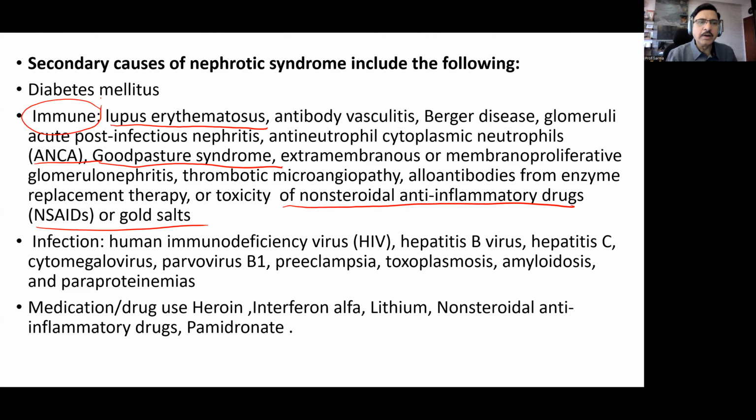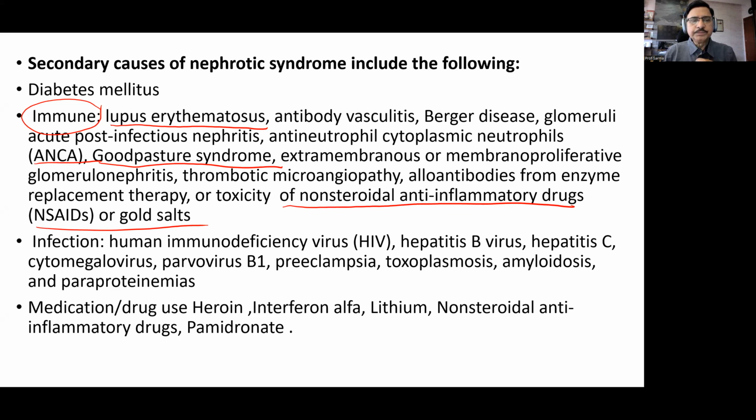How does it differ from the other one? There will be immune complex deposition on the basement membrane. How do I see that clinically? C4 and C3 complements will be reduced. Complement reduction in the peripheral blood can be seen. So secondary causes, first is diabetes, second one is immune. Important ones are SLE, ANCA, Goodpasture's, NSAIDs, and gold salt. NSAIDs, due to toxicity from NSAIDs. And then you go for infections and other things and drugs.